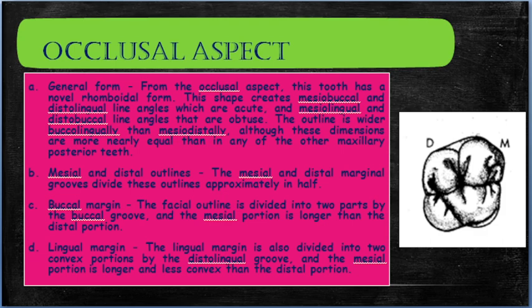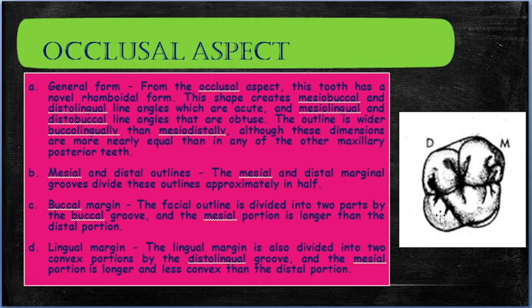When we are talking about the occlusal aspect, we will be mainly talking about the general form, how the shape of the crown looks when we see it from the top or from the occlusal aspect. Then the mesial, distal, buccal and the lingual outlines. So first let's talk about the general form.